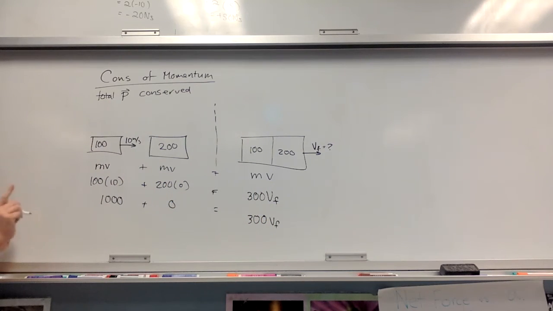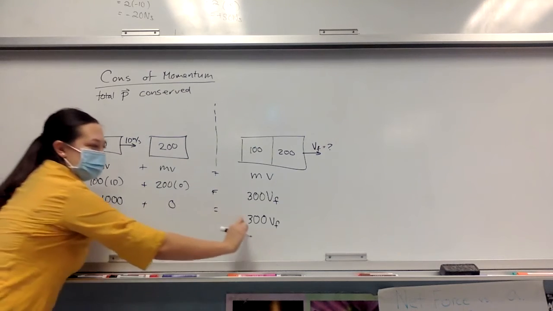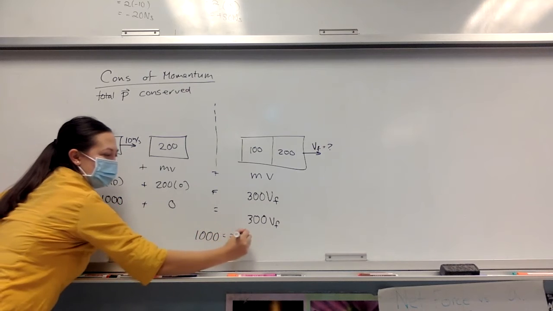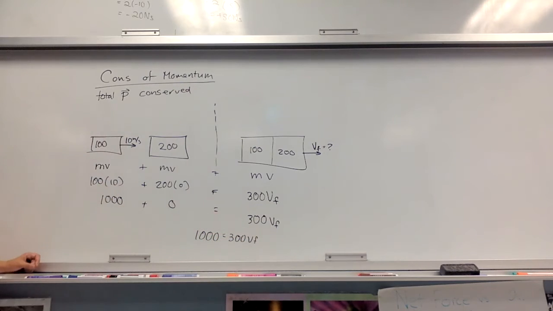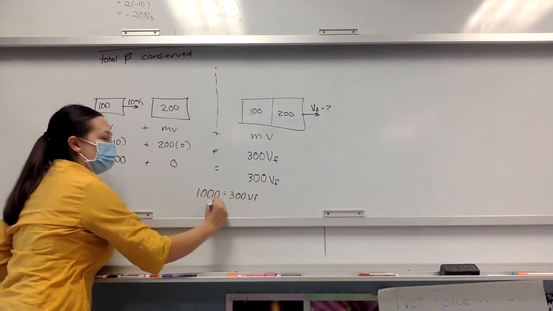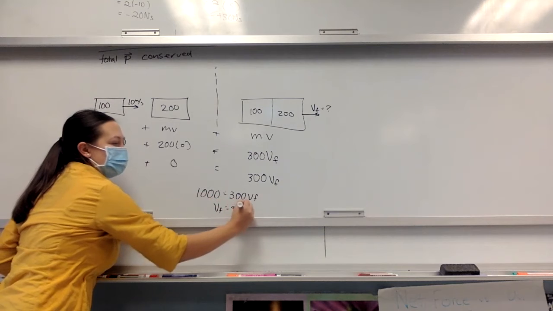So all I'm solving then is 1,000, that's the momentum before, equals 300 VF, that's the momentum after. So last step, divide by 300 on both sides. This gets me a final velocity of like 3 meters per second, 3 and change.